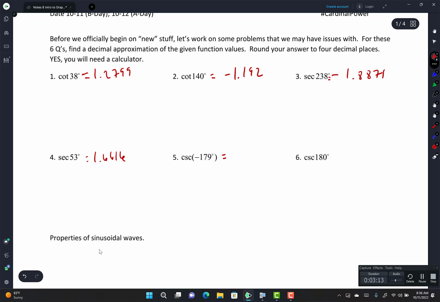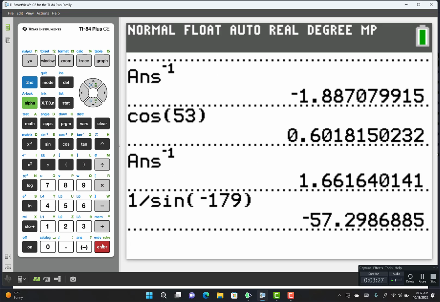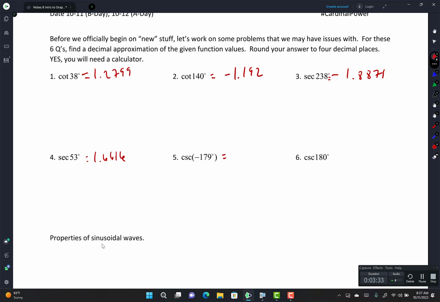Okay, cosecant is the reciprocal of sine. I'm going to do it differently: 1 divided by sine, and it said negative 179, right? So there it is. Negative 57.2987.